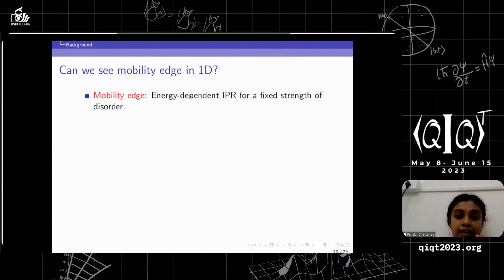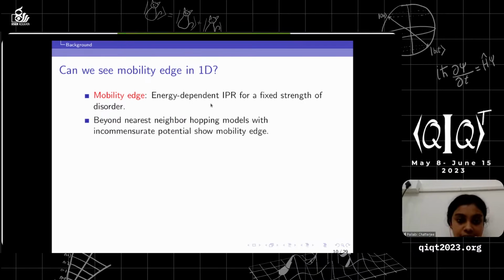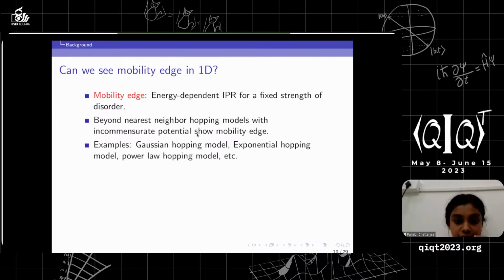So now, another feature is mobility edge. So what is mobility edge? If the IPR value is energy dependent, then we can say the system has a mobility edge. And some models which have beyond nearest neighbor hopping amplitude, those models with incommensurate potential show this mobility edge. And some of these models are the Gaussian hopping model, exponential hopping model, power law hopping model, etc.